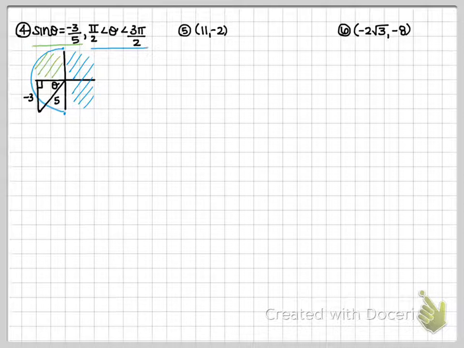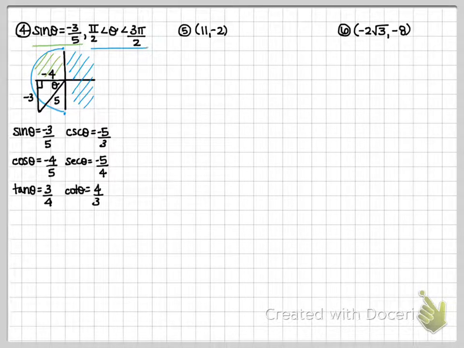Okay, so I'm going to stop now. I'm going to go ahead and pause. I highly recommend you do the same. I'm going to do the Pythagorean theorem, find the side that's missing, and I'm going to label out all 3 of my trig. Okay, so I lied just a little bit.